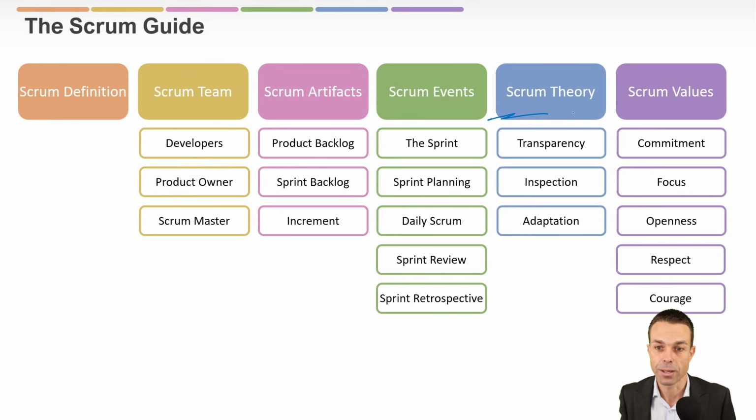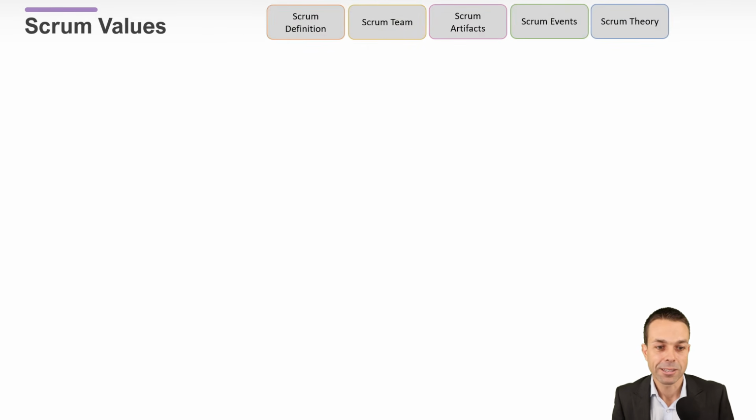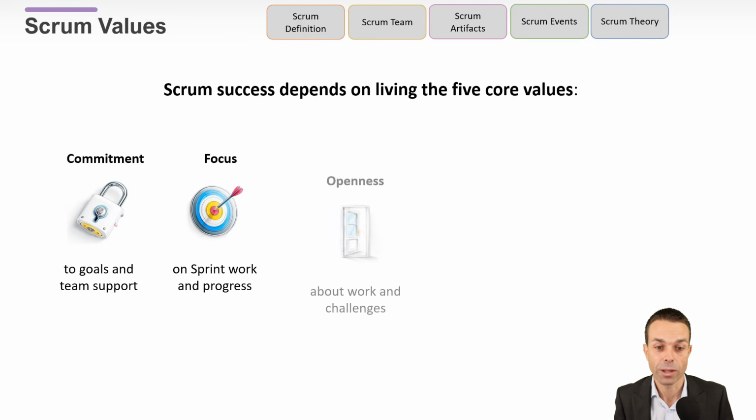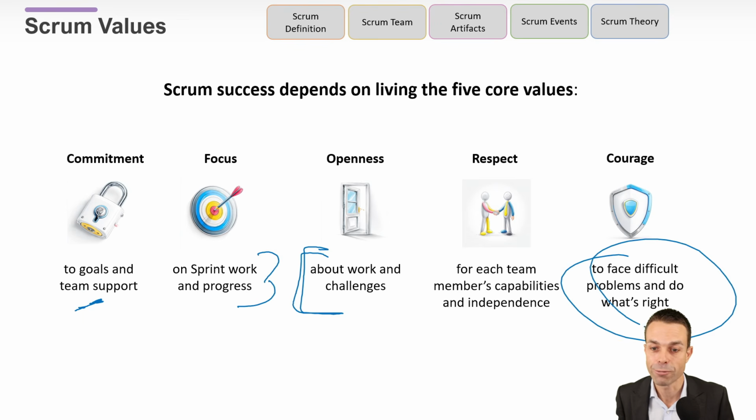That's our Scrum theory. But what are the values that we need in a Scrum team? We have commitment to the team goals and supporting the team, focus on the sprint work and making progress, openness about any challenges that we're facing, and the courage to face difficult problems and do what's right.